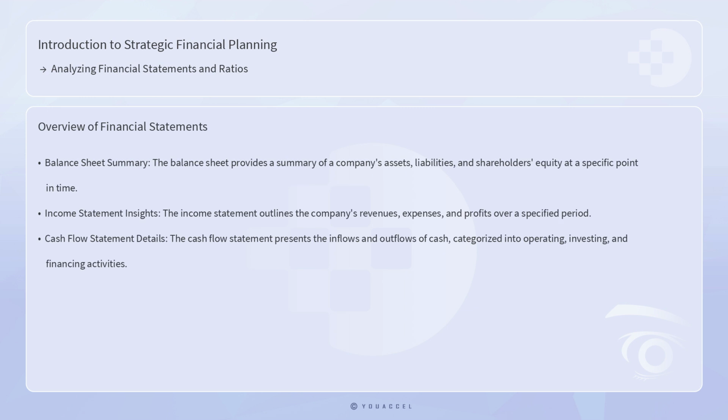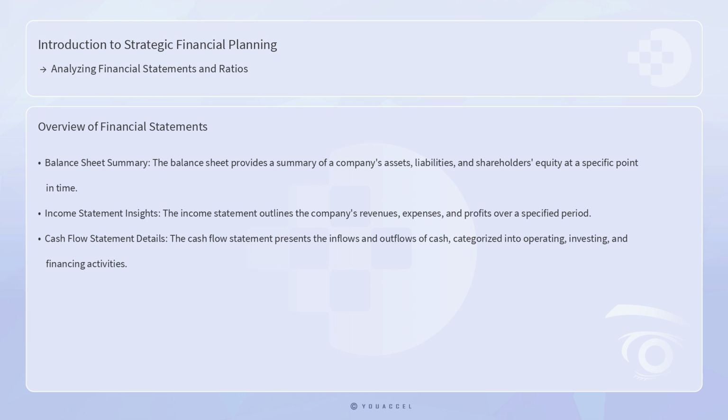Financial statements consist of the balance sheet, income statement, and cash flow statement. The balance sheet provides a summary of a company's assets, liabilities, and shareholders' equity at a specific point in time. It is based on the fundamental accounting equation: assets equals liabilities plus shareholders' equity. This equation ensures that the balance sheet is always balanced and provides insights into the company's financial structure and liquidity.